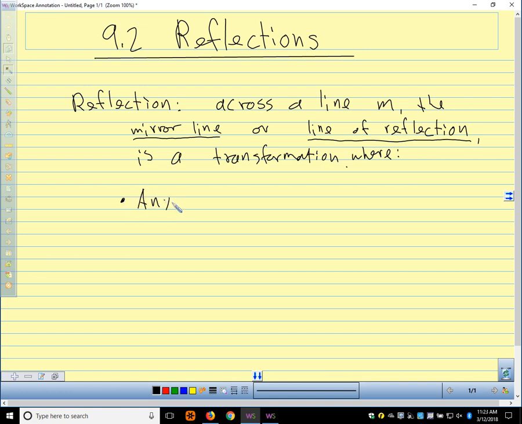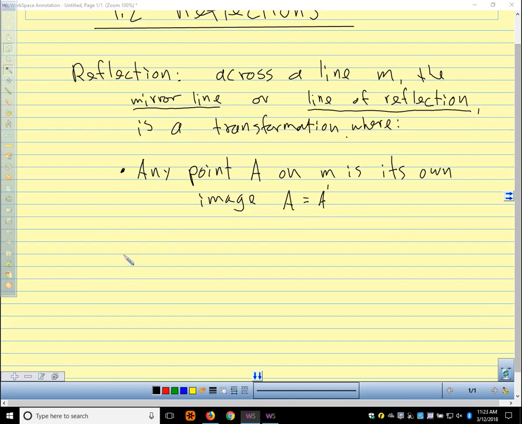Any point on the mirror line is its own image. So we're saying A equals A prime if it's on the mirror line. That's like if you have a sticker on a mirror. The reflection of the sticker looks like it's in exactly the same place as the sticker on the mirror. So any point on the mirror line is its own image.